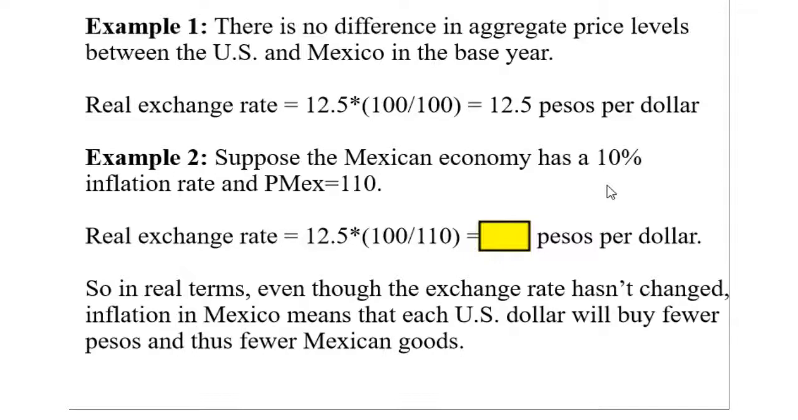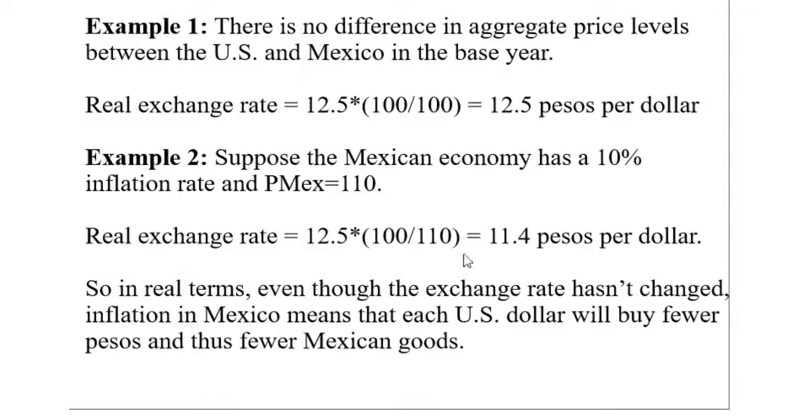In example 2, we're going to assume that the Mexican economy has a 10% inflation rate. So if we're adding 10% to 100, it'll make the price level 110. In that case, it would be 12.5 pesos per dollar times the price level in the US, 100, divided by the price level in Mexico showing inflation, 110. Now the exchange rate has changed. The real exchange rate is different from the nominal exchange rate.